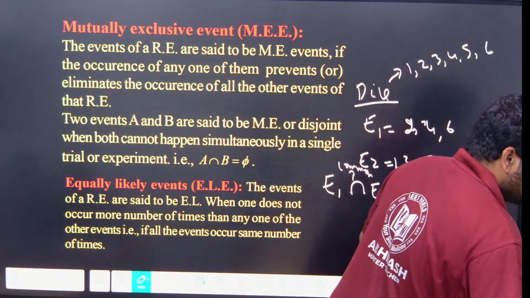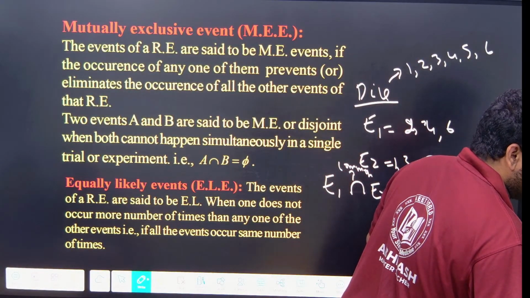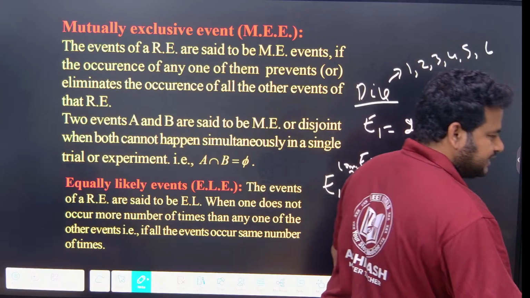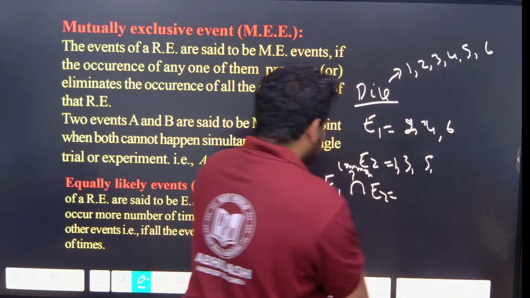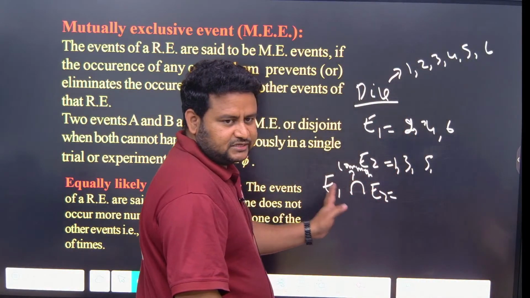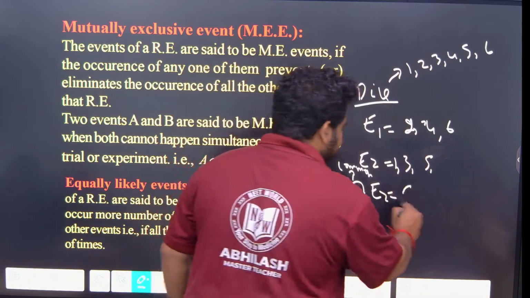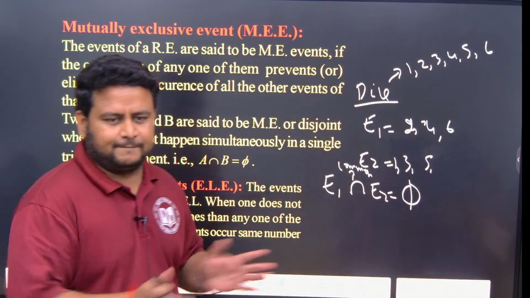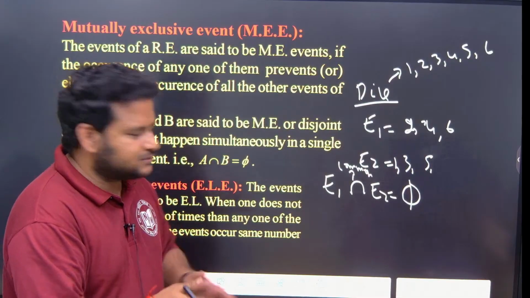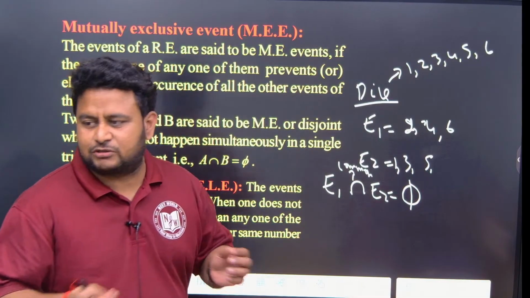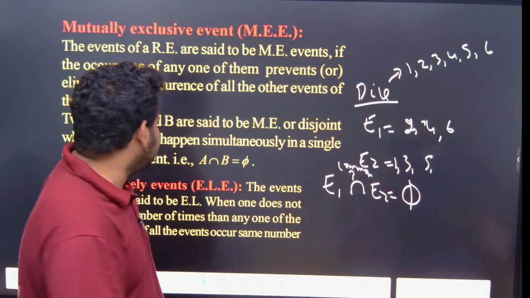I will take up your question, please complete this thing first. So E1 intersection E2 is a null set. There is nothing common. There is nothing common means that is a null set. That is called a mutually exclusive event.